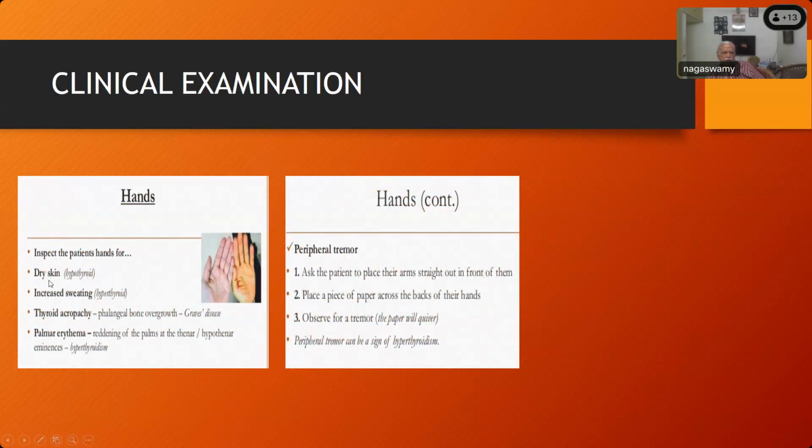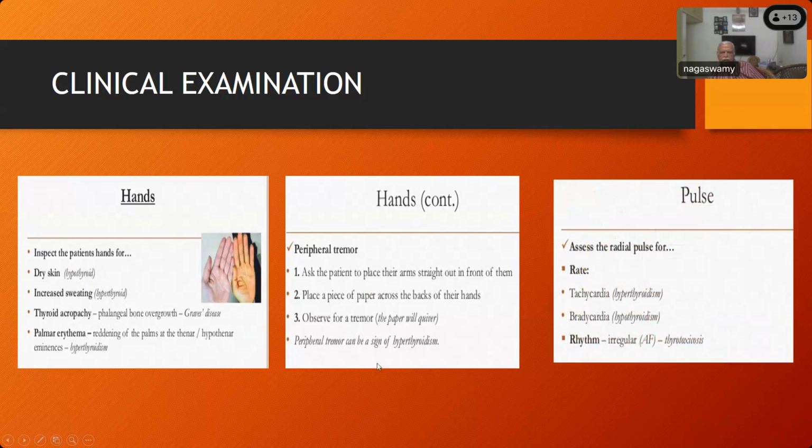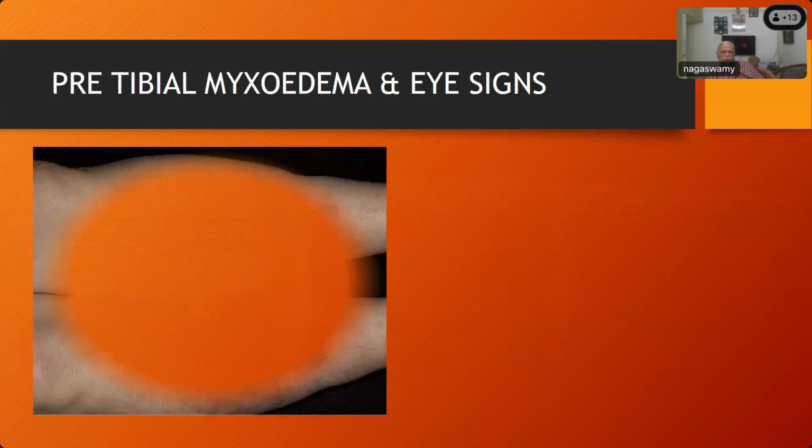These are all the changes that you may see: dry skin in hypothyroid, and sweating with warm, more moist skin in the hyperthyroid patient. The phalanges are grown over; it is called thyroid arthropathy, which happens in Graves' disease. Palmar erythema may be common, and peripheral tremors may be there. On pulse, usually there is tachycardia in hyperthyroidism, while in hypothyroidism there may be bradycardia, and the rhythm may be irregular because of atrial fibrillation in thyrotoxicosis.